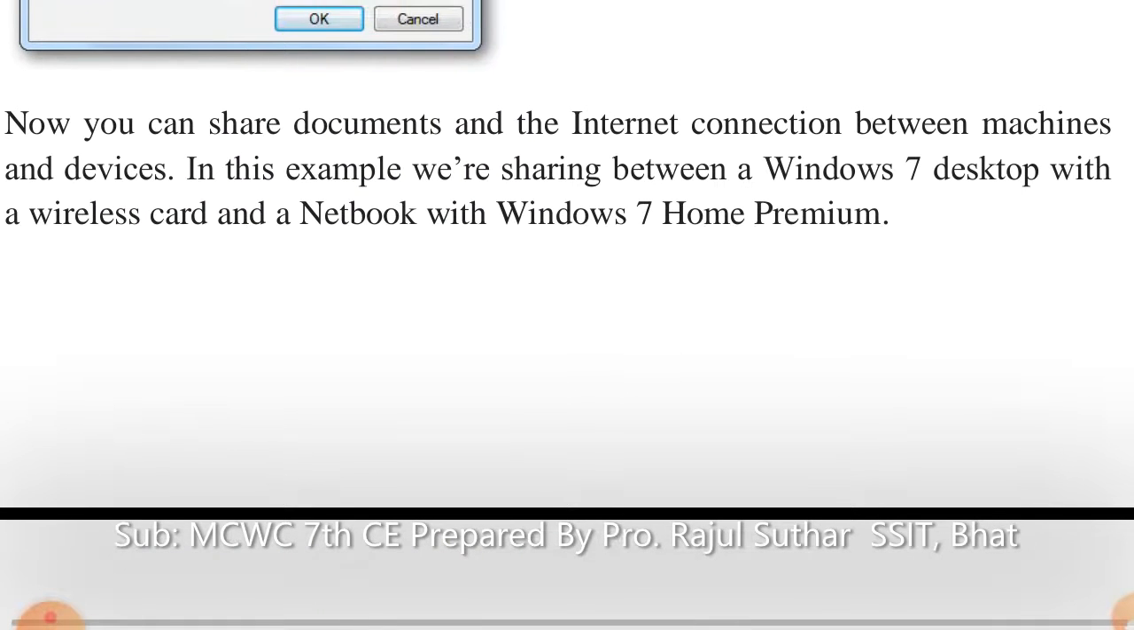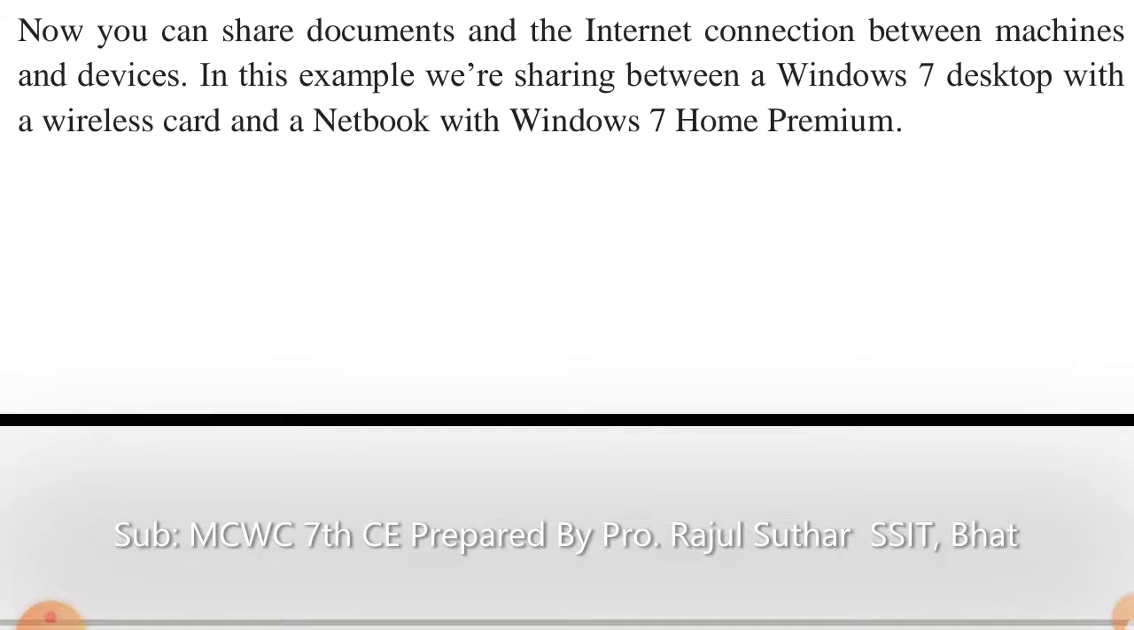Now you can share documents and internet connection between the machine and device. In this example, we are sharing between a Windows 7 desktop with a wireless card and a netbook with Windows 7 Home Premium.